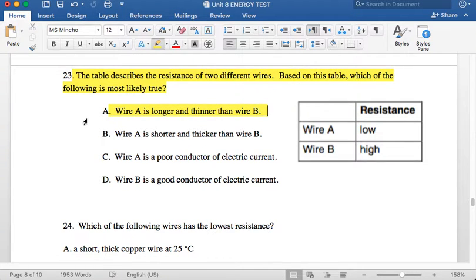A, wire A is longer and thinner than wire B. B, wire A is shorter and thicker than wire B. C, wire A is a poor conductor of electric current. D, wire B is a good conductor of electric current.